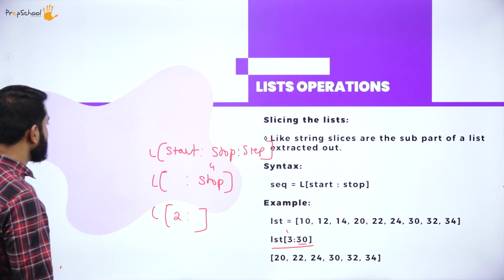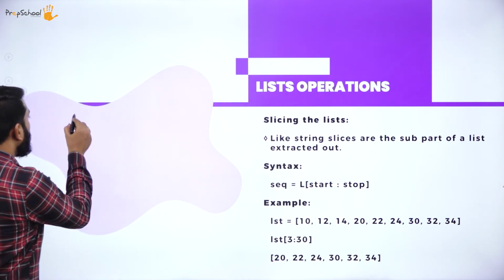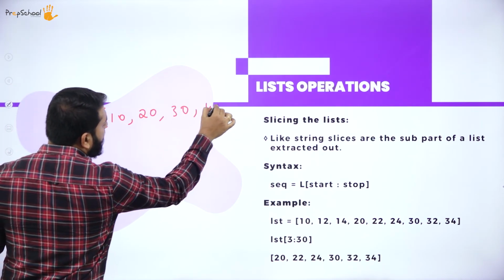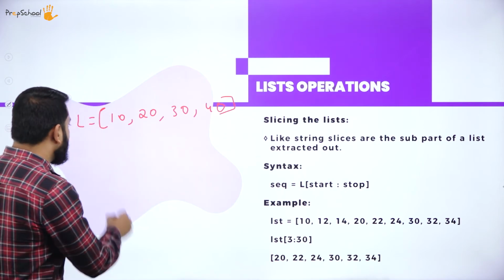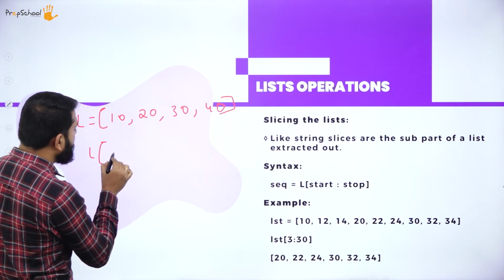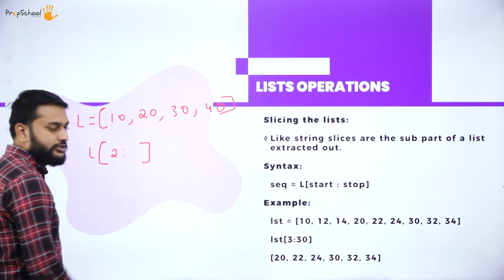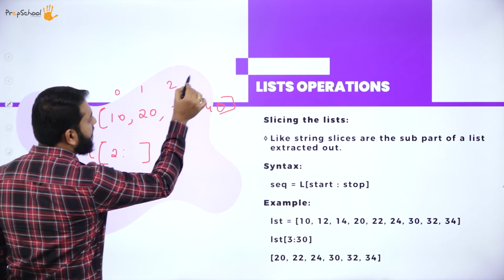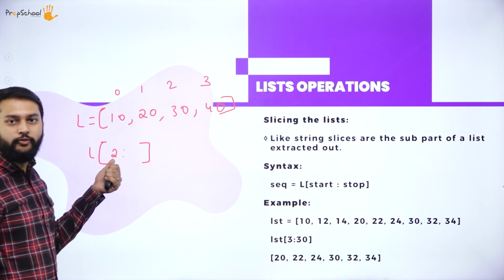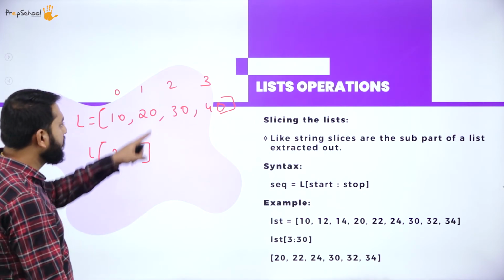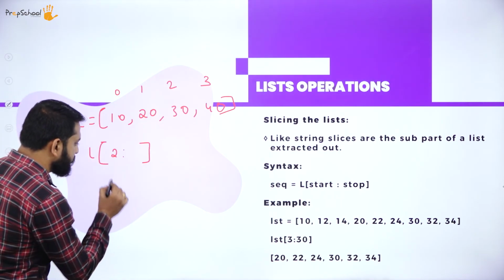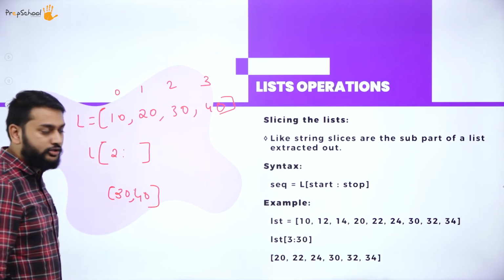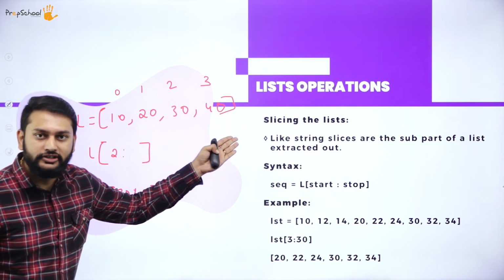Let's take an example and understand this in detail, right? So I have the list something like this: 10, 20, 30, 40. If I perform this, I'll not mention the stop value. So what is the output for this? Imagine the index of this is something like this. I should start from index 2. Index 2 is here, right? So my output of this will be 30, 40, because I have to consider till the end. That's what you need to understand.